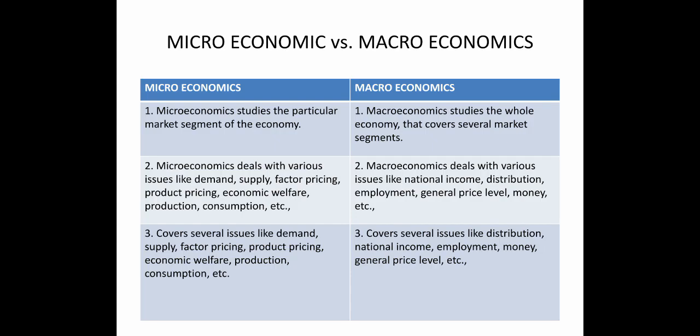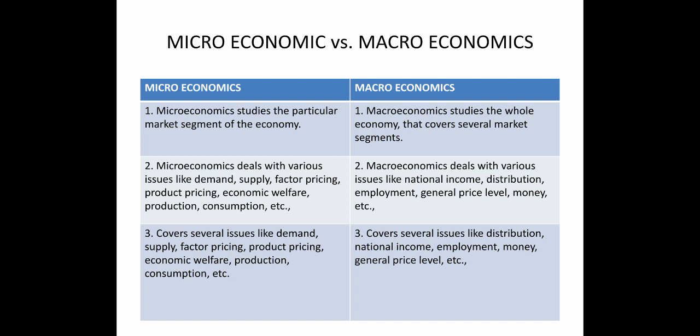So on the first part, we have microeconomics, and on the other hand, we have macroeconomics. Microeconomics studies the particular market segment of the economy. On the other hand, macroeconomics studies the whole economy that covers several market segments. This we have already discussed earlier. Microeconomics has a narrower perspective, macroeconomics has a broader perspective. So microeconomics concerns itself only with a segment of the economy, whereas macroeconomics concerns itself with various segments, or we can say the economy as a whole.